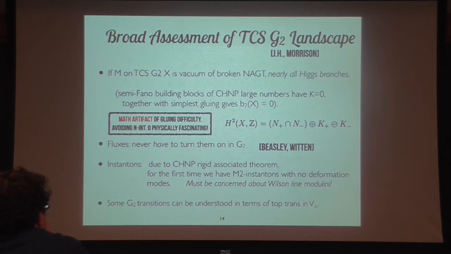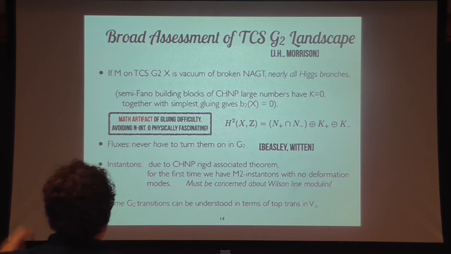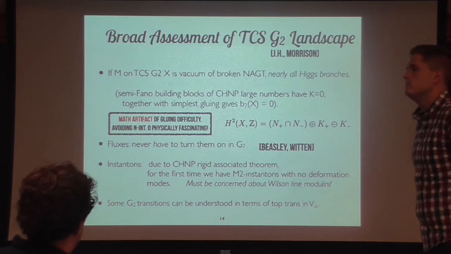So instantons, due to Corti, Haskins, Nordstrom, and Pacini having these rigid associatives, for the first time you can talk about M2 instantons that don't have deformation modes. By that I mean that the rigidity is exactly related to the fact that there's one of these and they don't come in families that you can deform around in the G2 manifold. They're diffeomorphic to S2 times S1, so you have to be concerned about Wilson line moduli of the instantons that, depending on the other details, may lift the superpotential correction. But I don't have anything to say about that now. And finally, some G2 transitions can be understood in the topological transitions that occur in the threefolds on the ends. So if you decided to turn on fluxes, would they have any effect whatsoever on the physics?